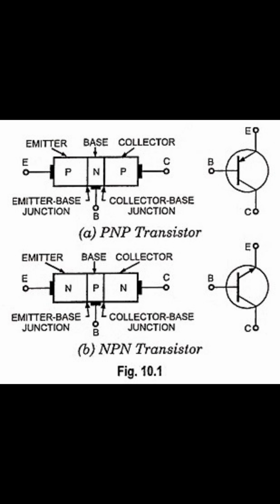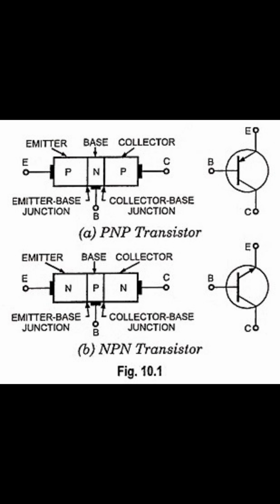Third, the collector. The collector terminal collects the majority of charge carriers from the emitter through the base. It is moderately doped and has a larger area to handle the heat and power dissipation associated with the larger current it carries. The collector is usually connected to the higher voltage side of the circuit, and it plays a key role in the transistor's ability to amplify current.